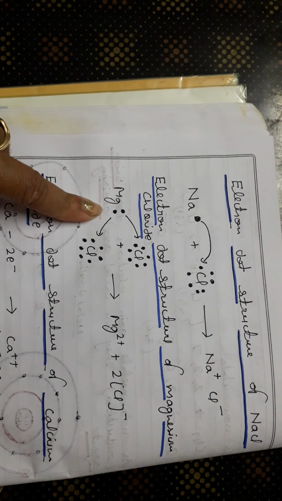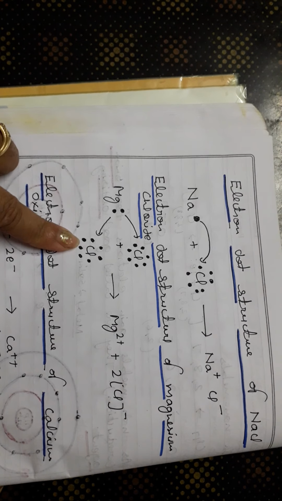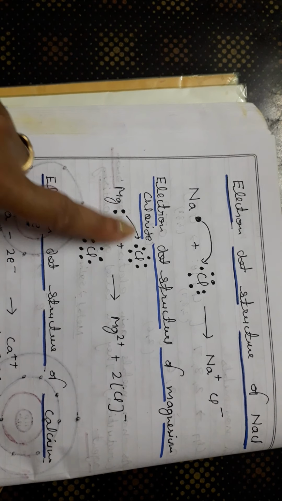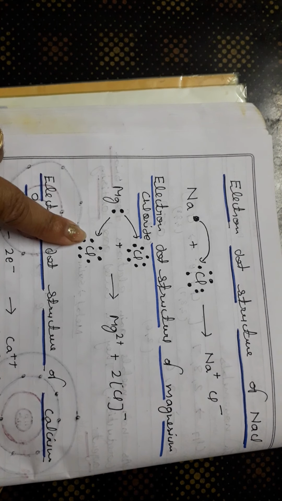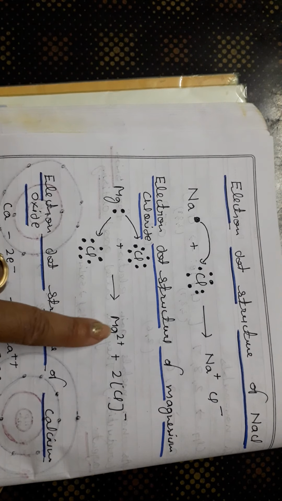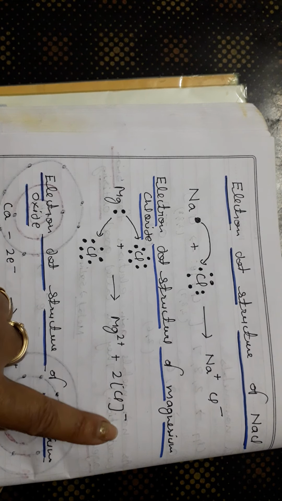Now the electron dot structure of magnesium chloride. Magnesium has 2 outermost electrons, and each chlorine atom contains 7. So magnesium loses 1 electron, gives it to this chlorine atom and another electron to this chlorine atom, and it becomes Mg 2 plus and each Cl atom becomes 1 negative.